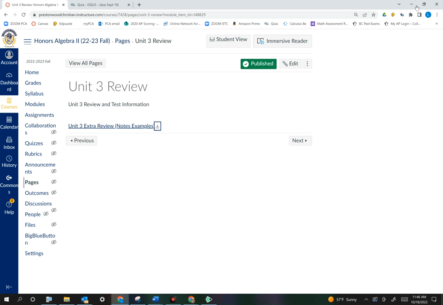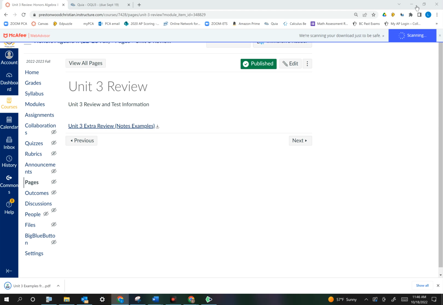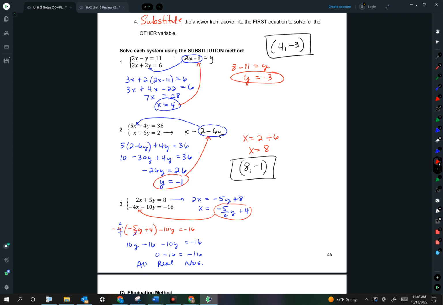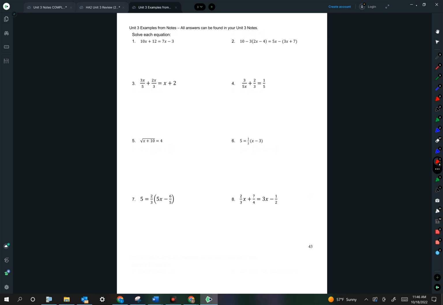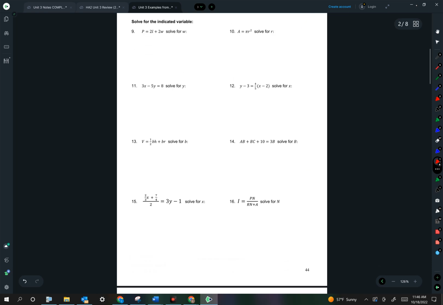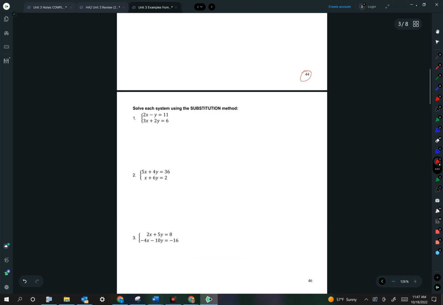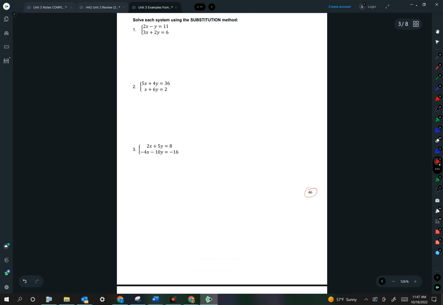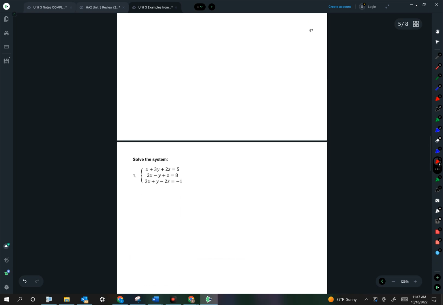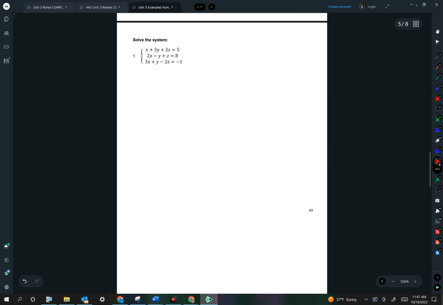And so what I did for you, I'm trying to get it to download so I can show you. What I did for you is I went to the blank set of notes and I just copied all of the examples from the notes. So like you can see, this is page 43 of the notes. And this is all the examples on page 44 of the notes. And this is all the examples on page 46 where you're getting into 3.2, more 3.2. And then these are the examples from 3.3. Remember, this is from notes. This is not from homework.